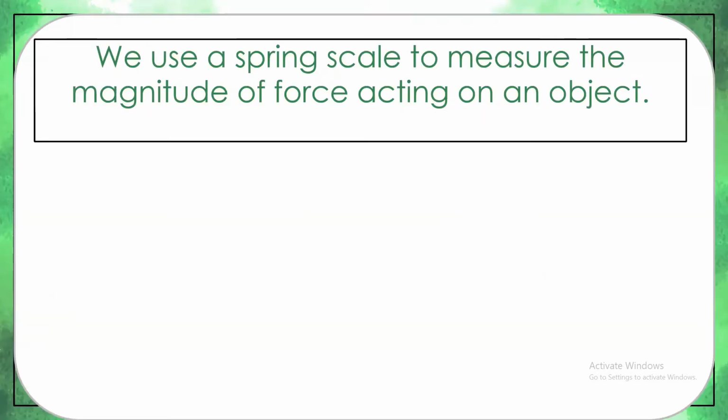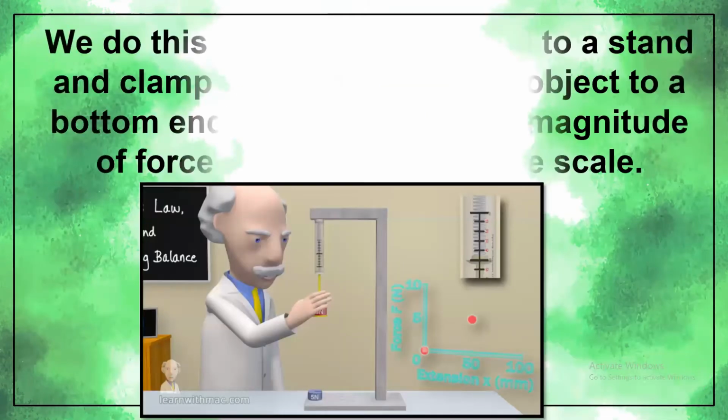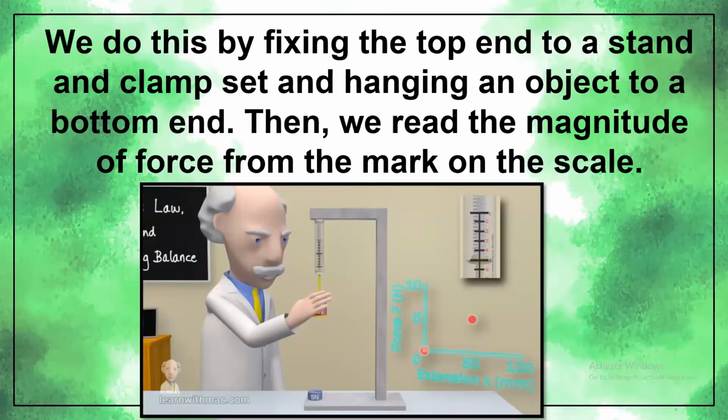Let's proceed. We use a spring scale to measure the magnitude of force acting on an object. So this is a picture of a spring scale. We do this by fixing the top end to a stand and clamp set and hanging an object to the bottom end. Then, we read the magnitude of force from the mark on the scale.